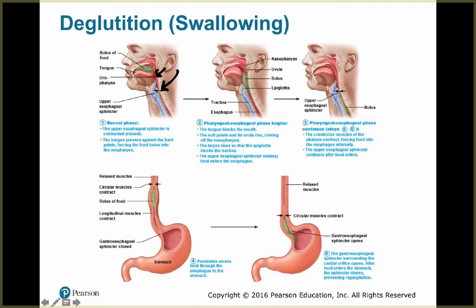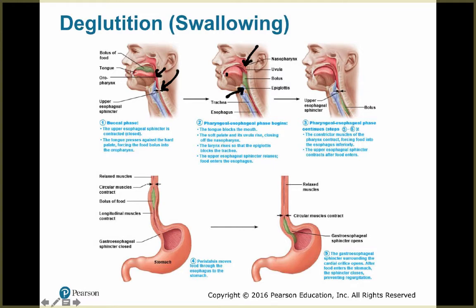And the pharyngeal esophageal phase begins once the tongue blocks the mouth. You can see that there. The soft palate and the uvula will rise, closing off the nasopharynx, which is that area at the top, right? So that it can't go up into your sinus cavities. The larynx rises, so the epiglottis blocks the trachea, and you can see that in that area right here.